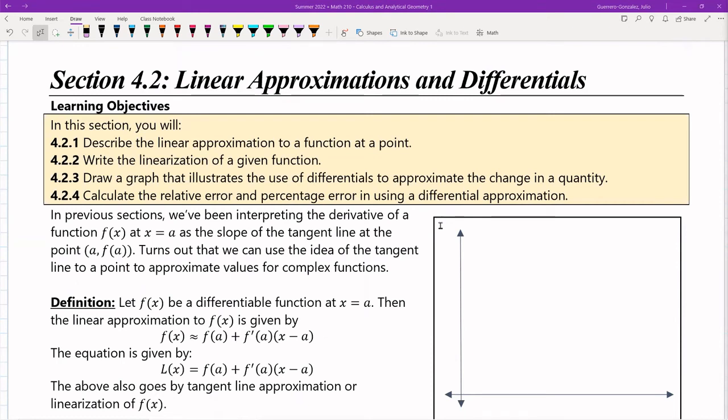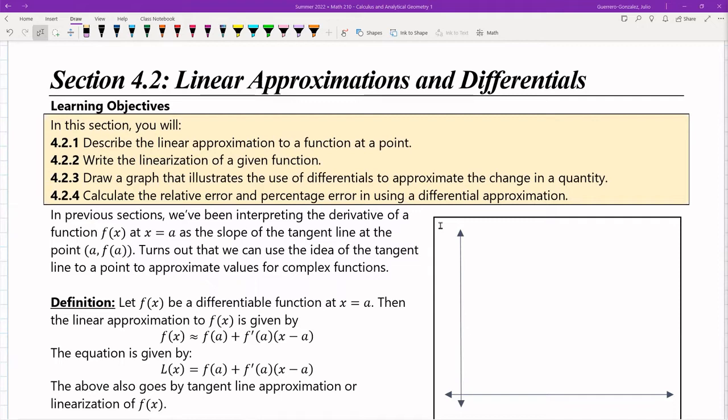Hello, everyone. This is the lecture for section 4.2, linear approximations and differentials. This is the second section that deals with applications of the derivative. In particular, we're going to learn a little bit about why the notation is the way it is.